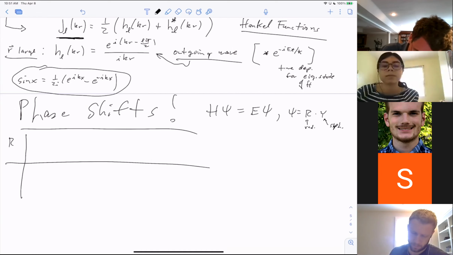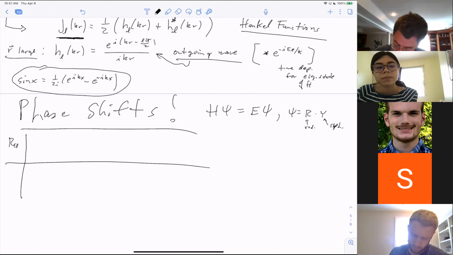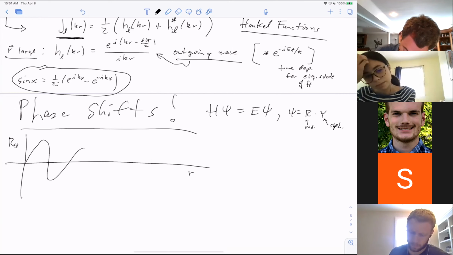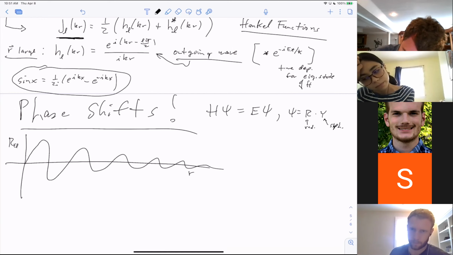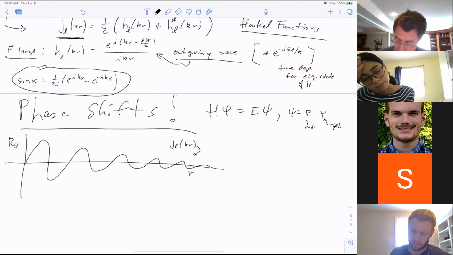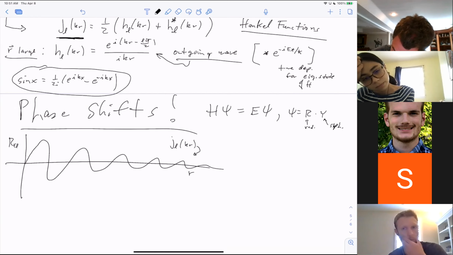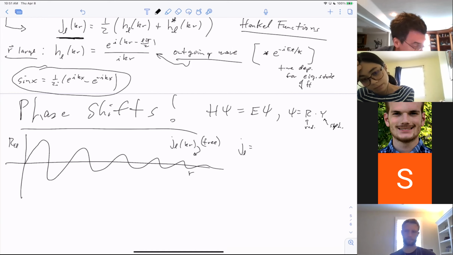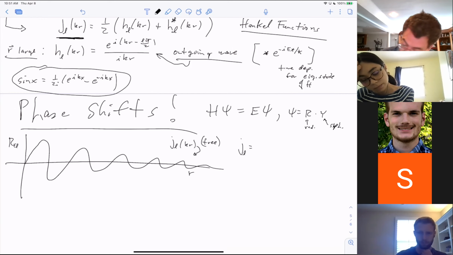It's just multiplying by the spherical harmonic. So this is the radial wave function for a free particle. That's the wave function, right? And we can see that J sub L is equal to the little formula. Well, I won't worry about it.